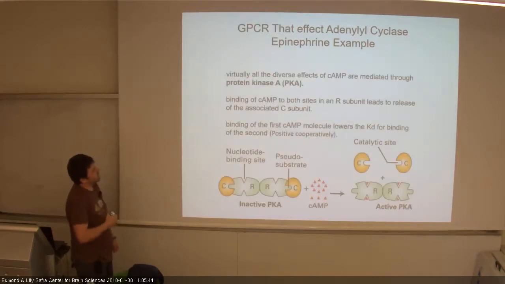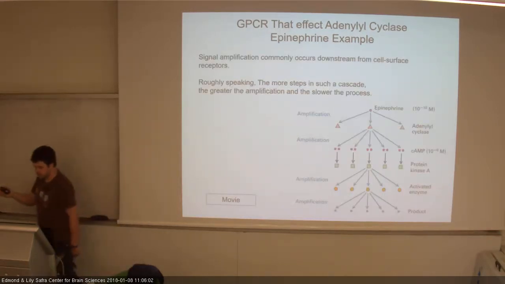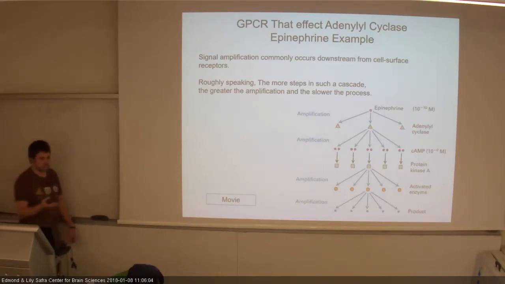So after we have the cyclic AMP, what it does is activate protein kinase A through binding of the R subunit of the inactive PKA, releasing the catalytic site, or releasing the activated C subunit of the PKA, which can then phosphorylate and activate more proteins in this pathway.